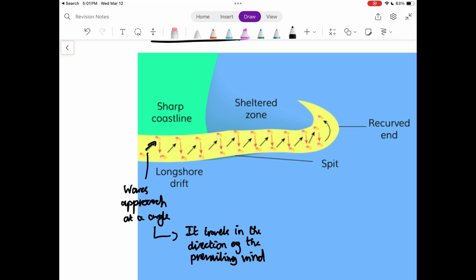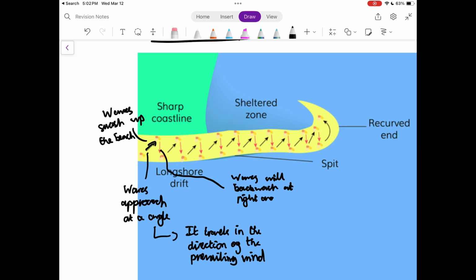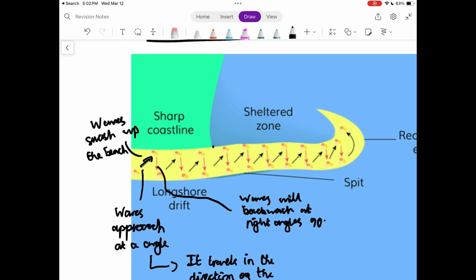However, after the swash, so the waves swash up the beach. So after the swash, the waves will backwash at right angles or 90 degrees, so it'll backwash perpendicular to the coastline. And this process, as you can see, just continues until you get here.